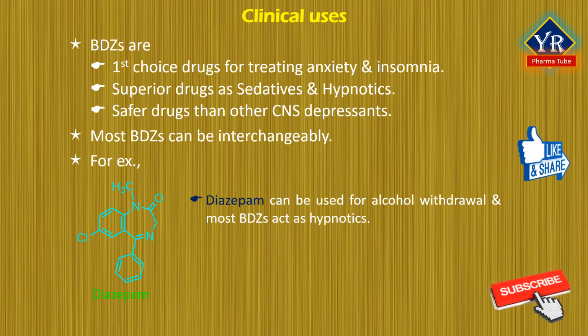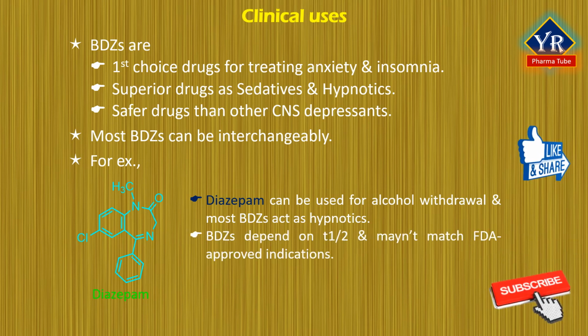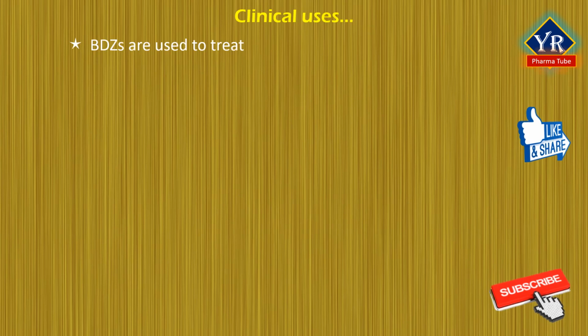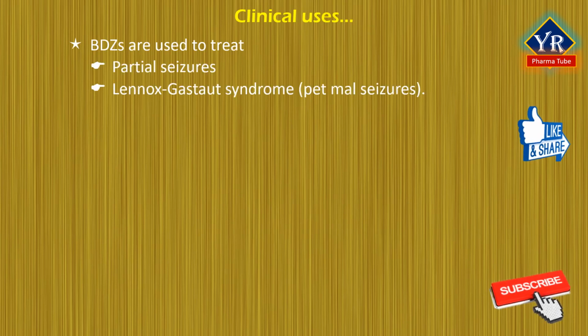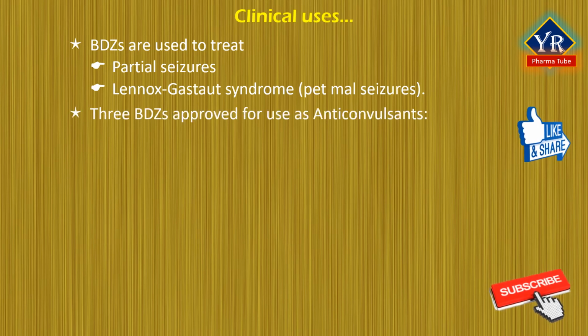In general, the therapeutic uses of benzodiazepines depend on the half-life and may not match the FDA-approved indications. Benzodiazepines are used to treat partial seizures and also to treat Lennox-Gastaut syndrome, that is petit mal variant, and for patients who have failed to respond to succinimide drugs such as ethosuximide. Three benzodiazepines, such as diazepam, clonazepam, and clorazepate, are approved for use as anticonvulsants.